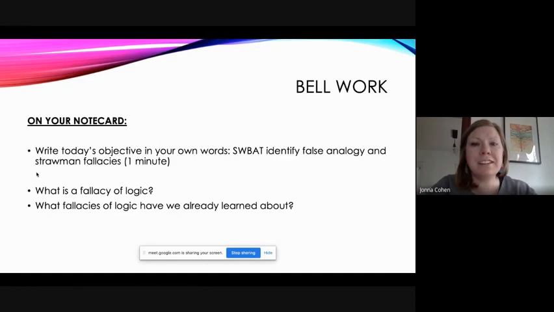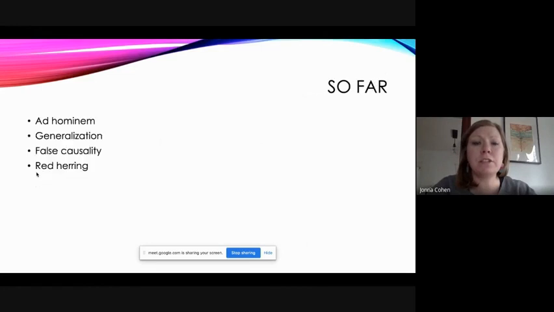All right, you guys. So a fallacy of logic is a flaw in an argument. And we've learned about a lot of different types of fallacies of logic so far. So we've learned about ad hominem fallacies. That's where someone is calling someone else a name. So rather than answering the question they were asked, they try to divert the attention of the person they're arguing with by calling them a name. Yeah, well, you're stupid, or, well, that's dumb anyway, right?